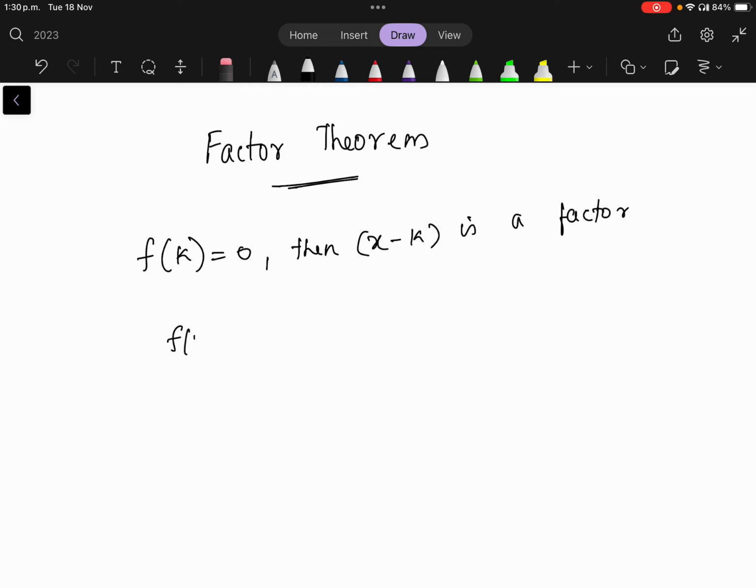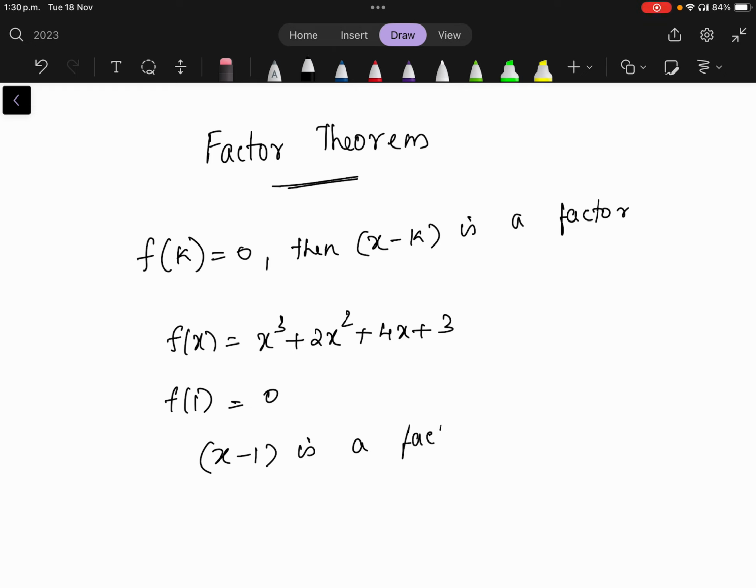So for example, if there is a function called f of x is equal to x cubed plus 2x squared plus 4x plus 3, okay, and if I say that f of 1 is equal to 0, this may not be true, this is just a sample. If f of 1 is equal to 0, I can say that x minus 1 is a factor of this cubic equation.